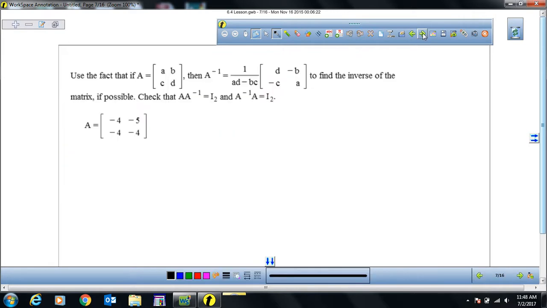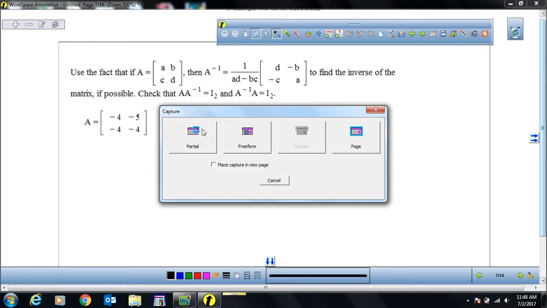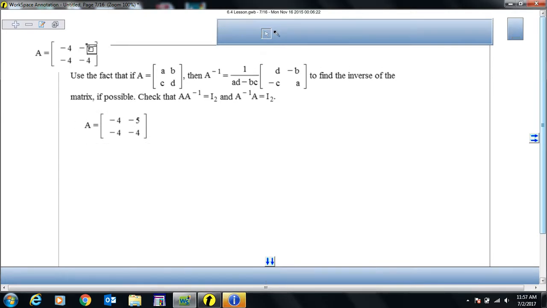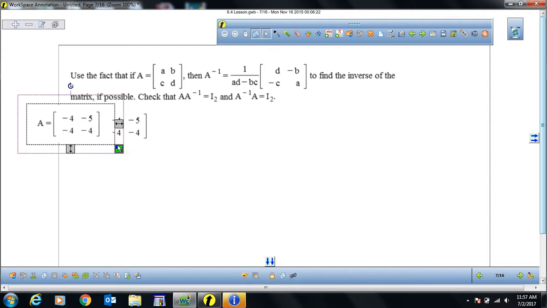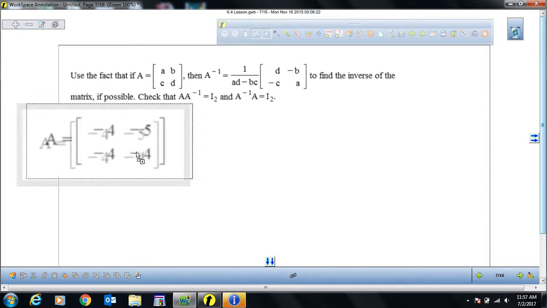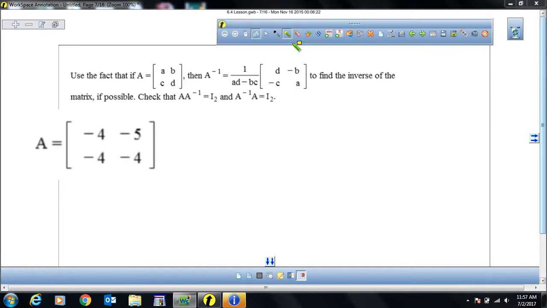Now let's answer this question here of finding the inverse of this matrix. We got, use the fact that A equals AD, then A inverse equals 1 over AD minus BC times D negative B negative C A, or the whole formula. The question is, find the inverse of the matrix if possible. Then remember, we can check the answer by multiplying the matrix times its inverse, and it must equal the identity. That was what we did on the first question.